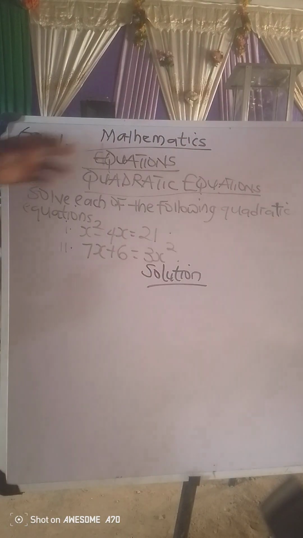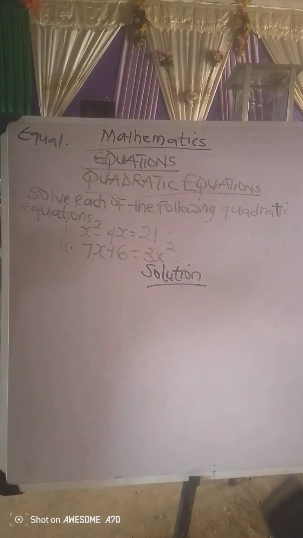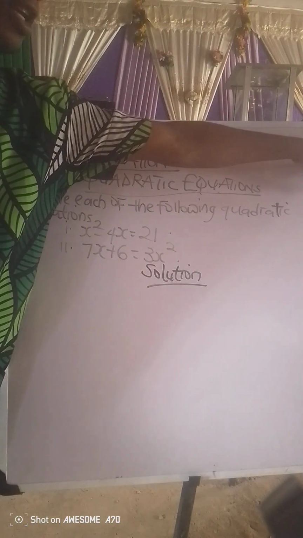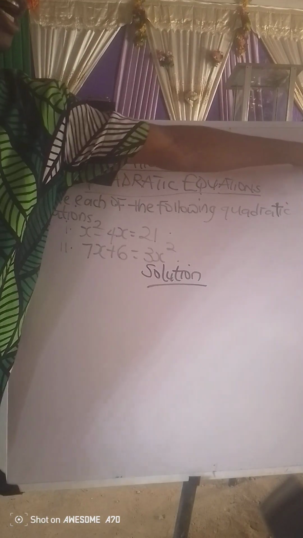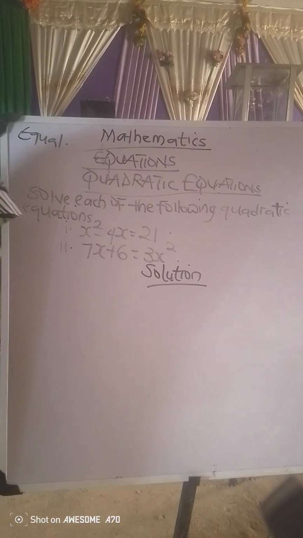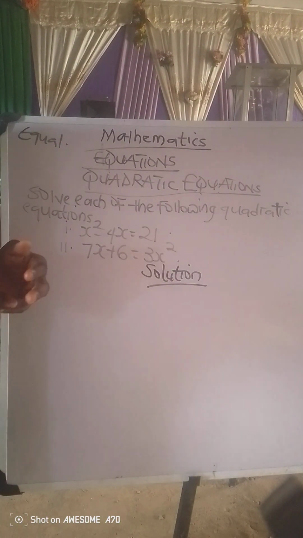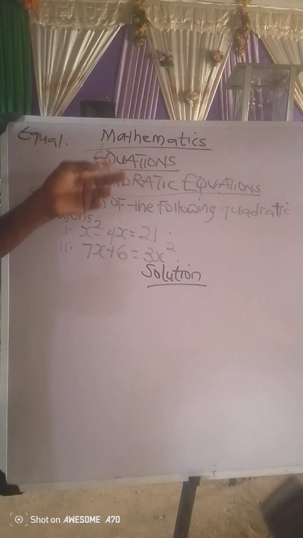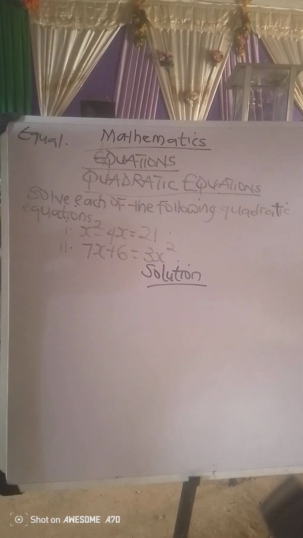So we have different types of equation. If you see this one here, this one is called a linear or simple equation. We have what we call simultaneous equation. Then we have this one that is called a quadratic equation. And then we have polynomials for those who do advanced and additional mathematics.